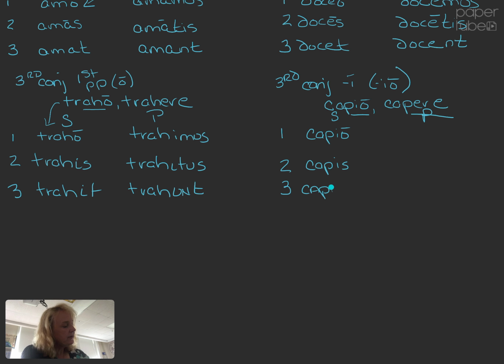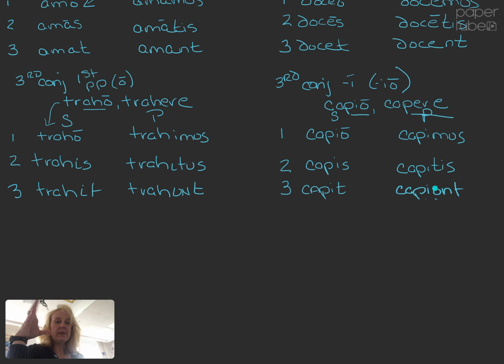So if I go through and do all the forms, if I just told you to cut off the ERE, I would get is, it, imus, itis, but this form would be wrong because I have the I and the U. So the way that we describe it, the algorithm that we use, is that we still take the first principal part minus the O, just like we did with traho. But the two I's combine where they can, and that's how we keep the I for capiunt.